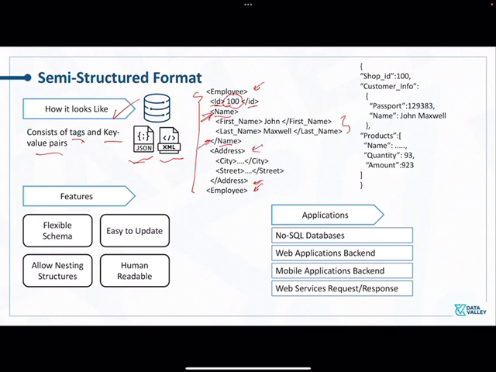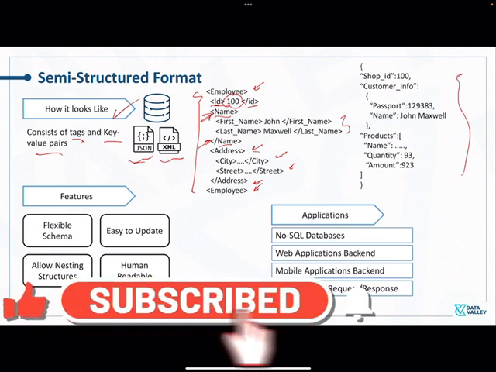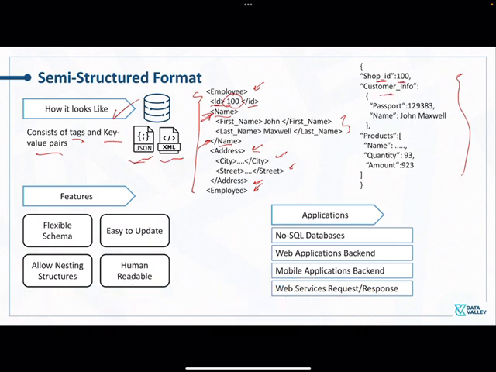So inside each tag or each component of this XML file, we can have a nested structure. We can have another structure consisting of tags under each one of these. Here, for example, in address, we have city, we have street, and we can add whatever we want. Same is for JSON. JSON consists of key values. These are the key, and these are the values, and these are the key, and these are the values.